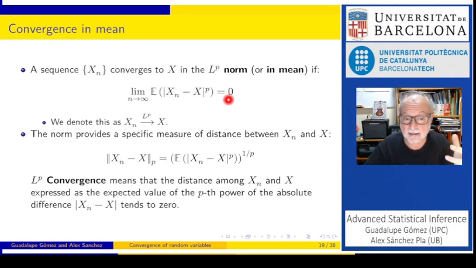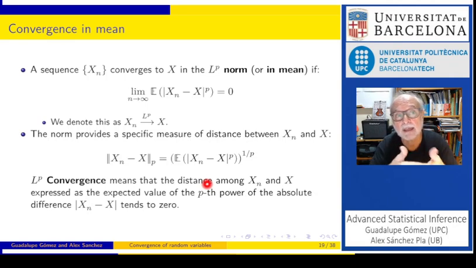Okay, but as I said, if we realize that this is precisely the norm which provides a specific measure of distance between X_n and X, what we see is that this type of convergence is focused on the convergence of the distance. So we are always dealing with the distance which tends to 0 as n tends to infinity. Convergence in mean, as with almost sure convergence, is a harder form of convergence that may be harder to prove depending on the cases.